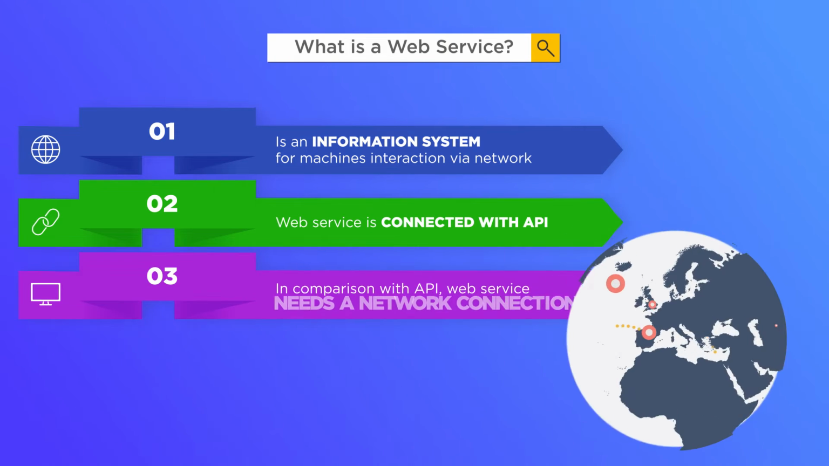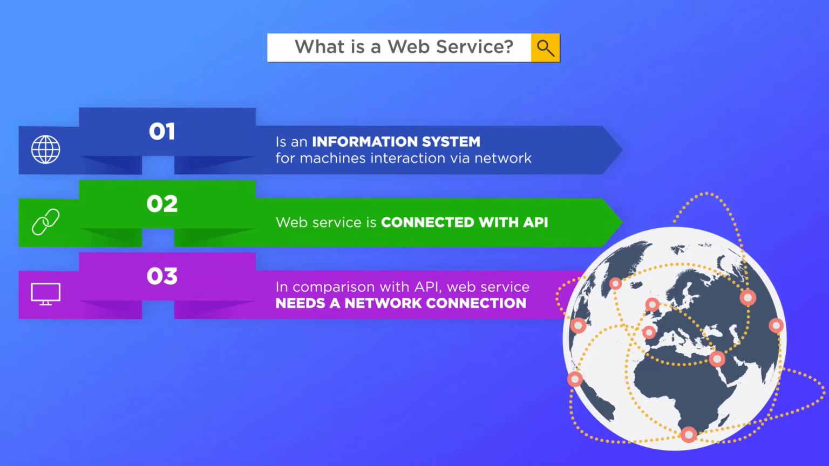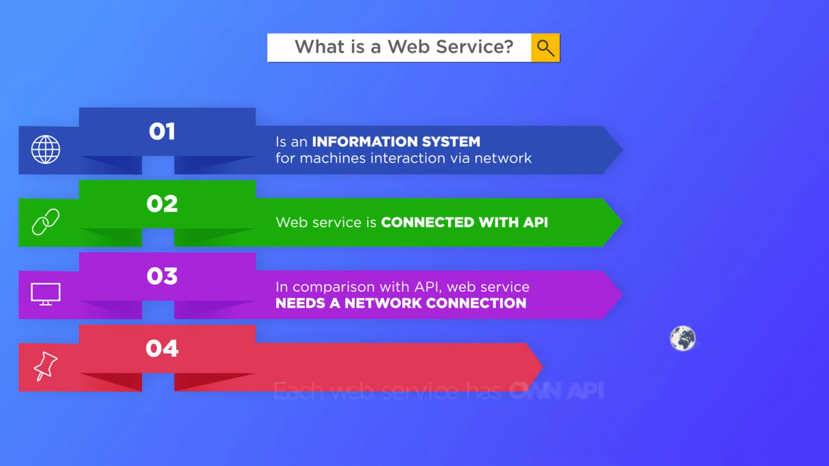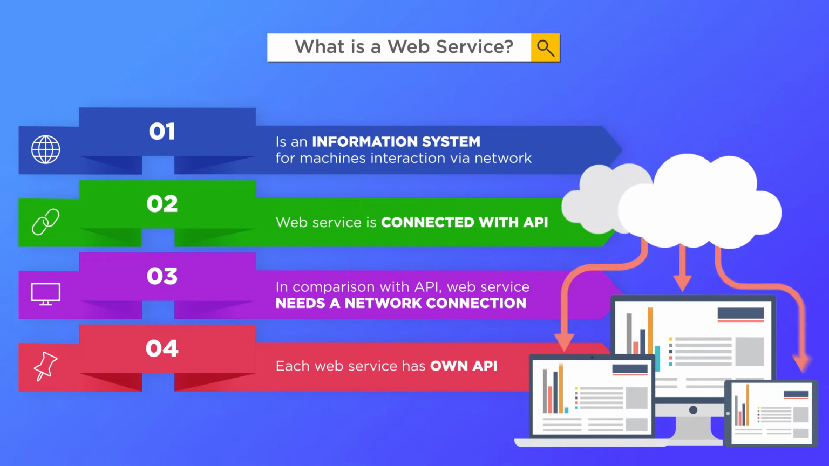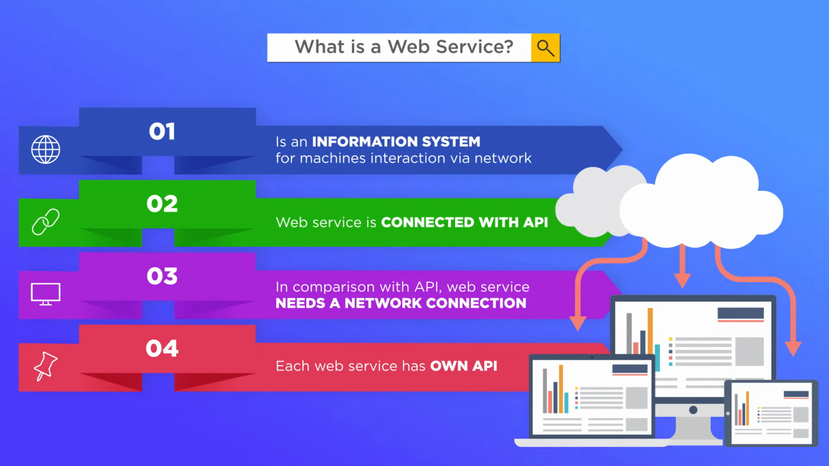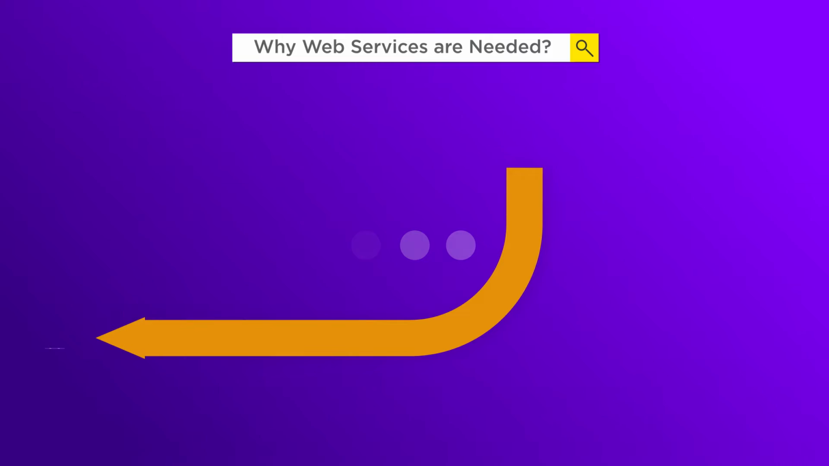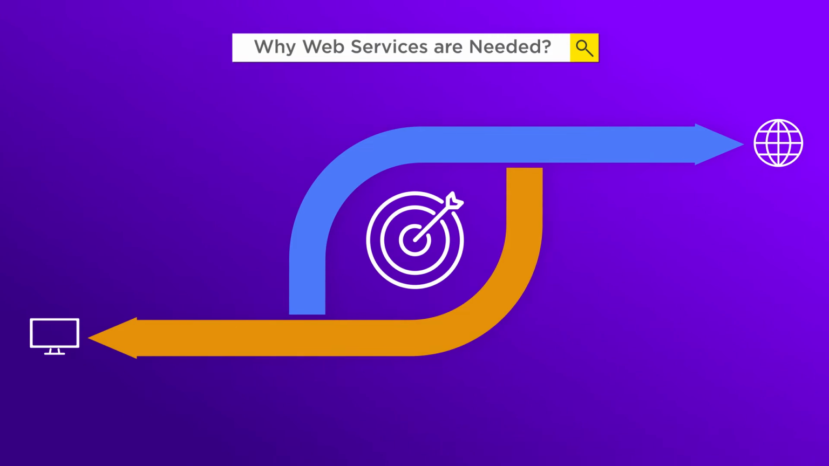From the definition of a web service, you can see that it is very similar to API definition. But the main difference between them is that a web service requires network to interact with machine, while API is internet independent. Nevertheless, I can say that each web service has its own API, so it is just a type or part of API. The following question needed to be understood is why web services are needed and how they can help the software development process.